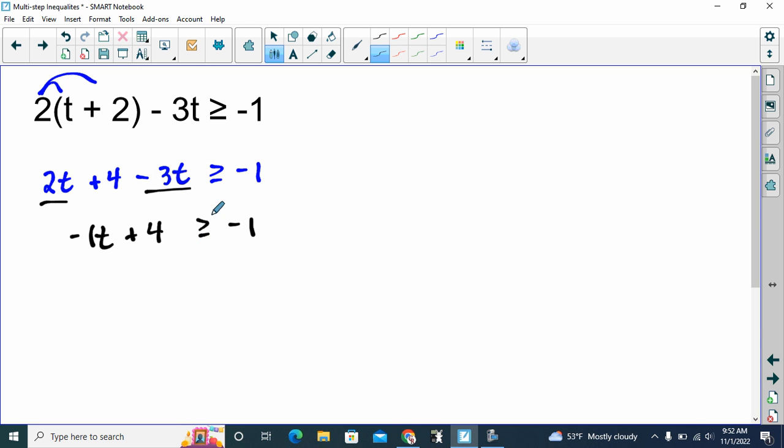I didn't do anything that would require me to flip my inequality. Subtract 4 from both sides. I've got negative 1t. I subtracted on both sides. I did not multiply or divide both sides by a negative. We do not flip our inequality. Negative 1 minus 4 does give me negative 5.